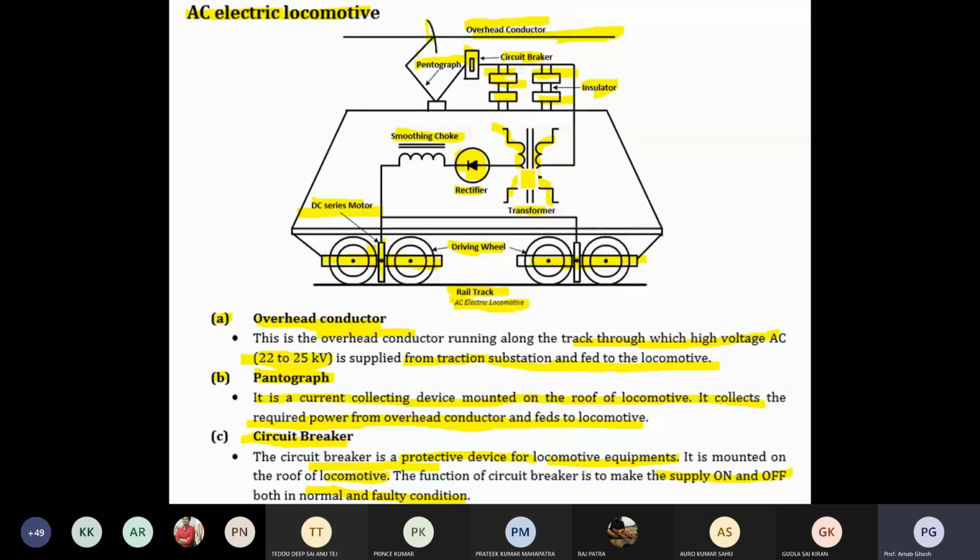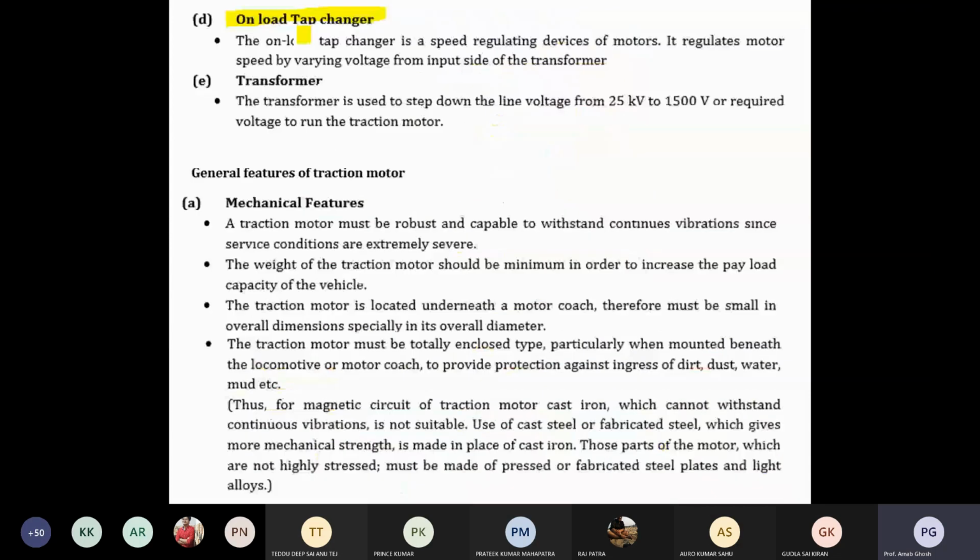But sometimes, for the locomotive or mainline transportation, the tap changers are connected on the primary side of the transformer winding. In the locomotive, the tap changers are connected on the primary side. But in the normal case of EMU, the tap changers are connected directly on the secondary side. That is why it is called an on-load tap changer. In the presence of the load, the motor load, it can change its tap.